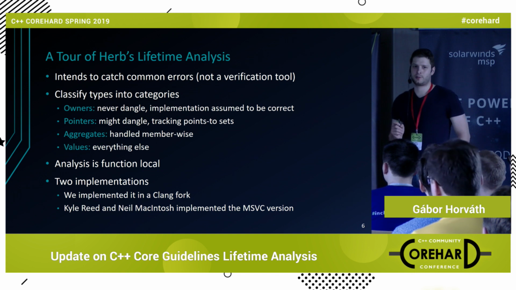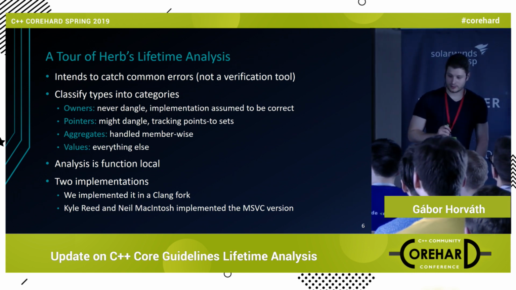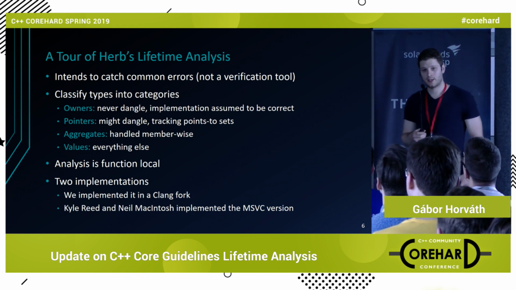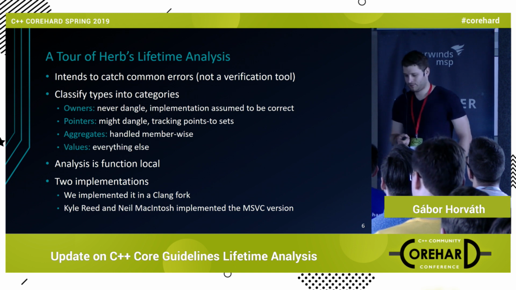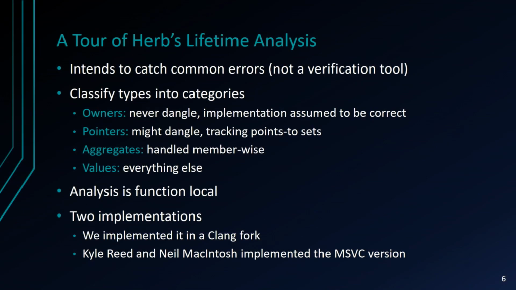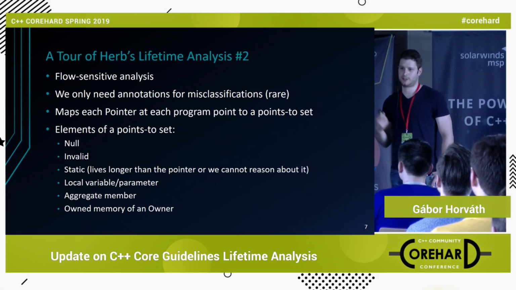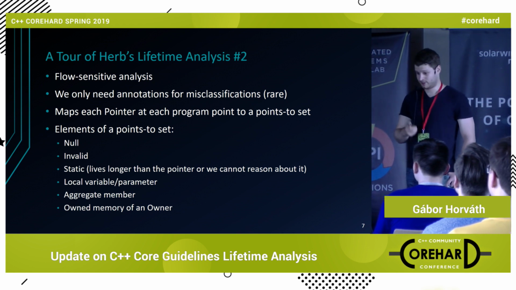One of them was already shipped in Visual Studio, the newest release, and it was developed mainly by Kyle Reed and Neil McIntosh. And the other implementation was done by Matthias Gehr and me, and it is a fork right now, and we are trying to upstream it into mainline Clang. This is the flow-sensitive analysis, and it does not require you to annotate your code. It works without annotations, but in some cases we might need to add some annotations to make some false positive errors disappear.